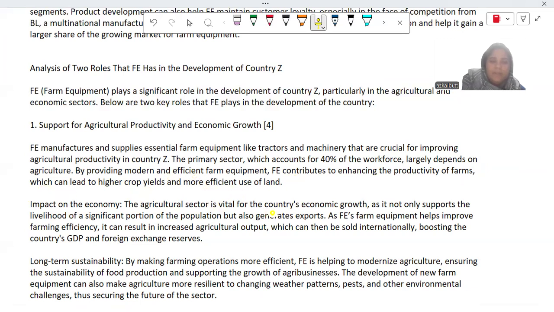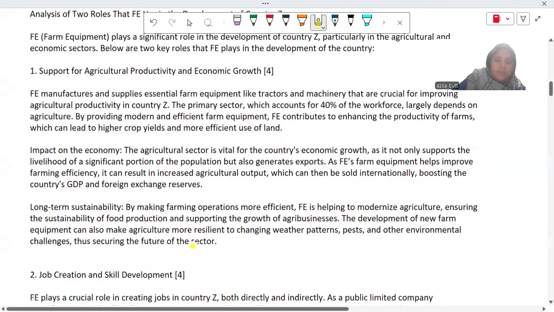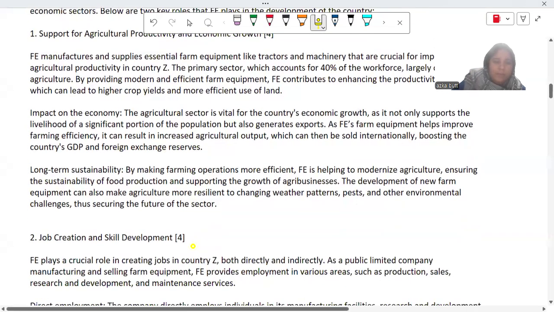The agriculture sector is vital for the country's economic growth. We know about it. It not only supports the livelihood of a significant portion of the population, but also generates exports. As FE's farm equipment helps improve farming efficiency, it can result in increased agricultural output, which can then be sold internationally, boosting the country's GDP and foreign exchange reserves. So as you can see, I just explained how this will help the economy. So this is my first advantage.